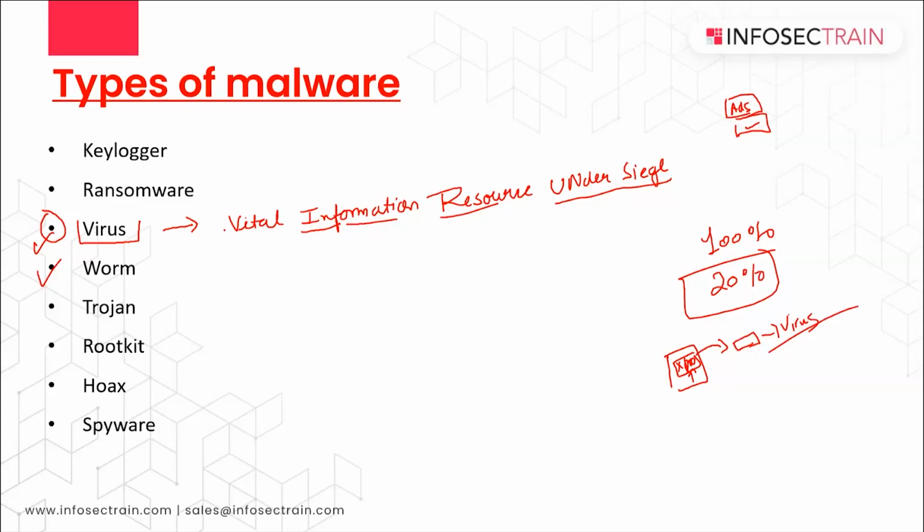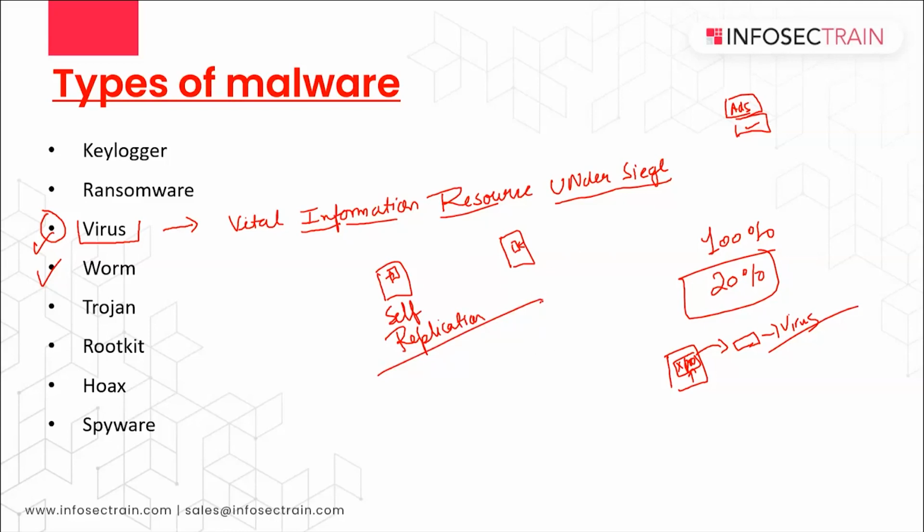Now, virus. What is a virus? A virus is a malicious code which is going to spread from one computer system to another computer system. And how? It will attach itself to a file and then reach another system over here. So it is going to attach itself to other files. And when it is attaching itself to another file, this process is called self-replication.